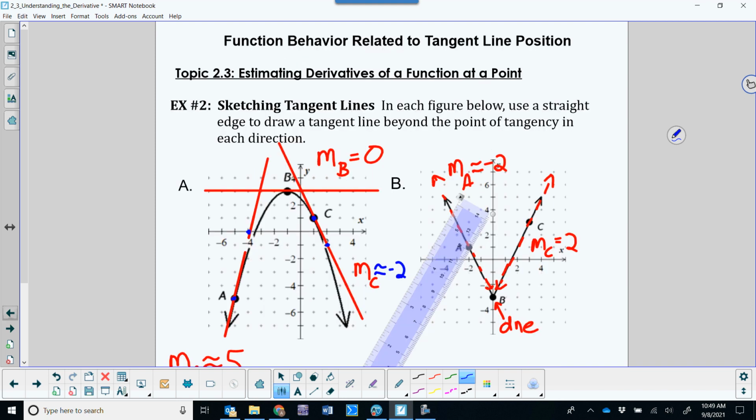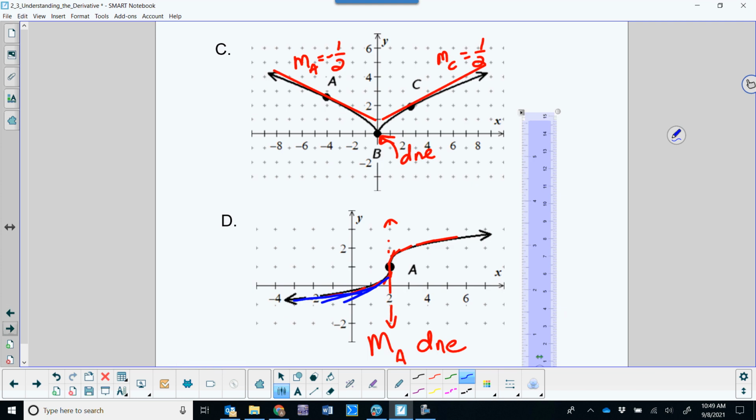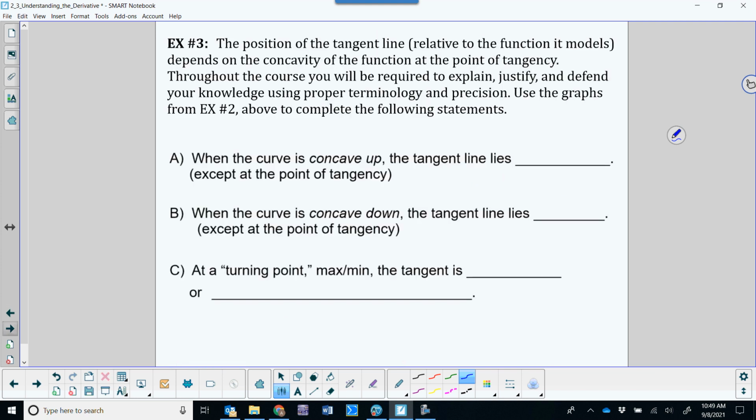And anytime I have concave down, like on part A here, no matter where I draw any tangent lines, this graph is concave down. Concave down means, again, like an upside down bowl. Your tangent lines are always going to be over the graph, okay? So those are two things that are important. When concave up, the tangent line lies below the graph.